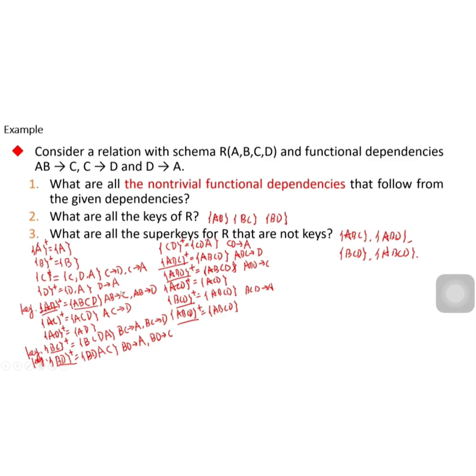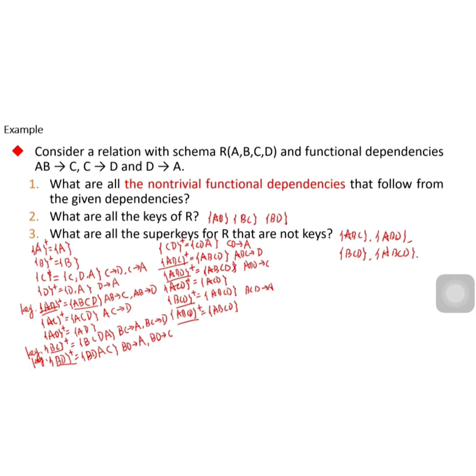In fact, if we want to find all the keys, it's not necessary to compute all the combinations. Let's look at these FDs. AB functionally determines C, C functionally determines D, and D functionally determines A. Check the right side of each FD: C, D, A. We cannot find B.